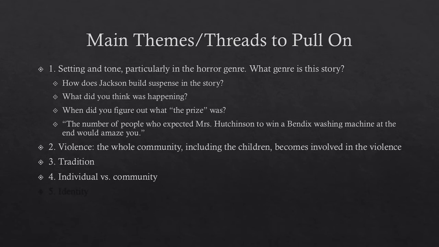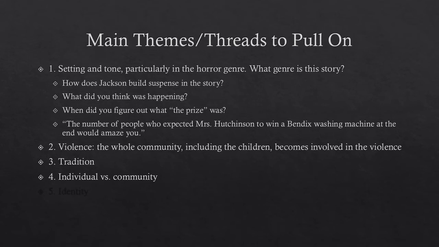Individual versus community, right? This comes back to my guiding question of what forms our identity, self for the individual or community. Like I mentioned a minute ago when talking about tradition, no one here is really much of an individual. Tessie Hutchinson expresses a dissenting perspective at the end of the story when she knows she's about to die. But before then, she's happy to just go along. So we have not much individuality in this story.